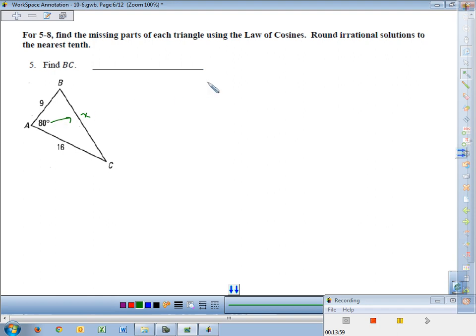And remember, that's the side length, so we'll do little x squared equals 9 squared plus 16 squared minus the deuce times the 9 times the 16 times the cosine of 80. And then I will let you punch that in and see what you get. Pause the video, try that one for me.